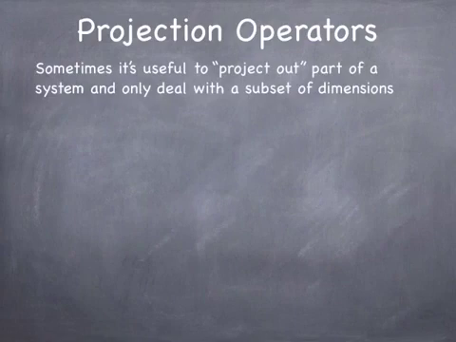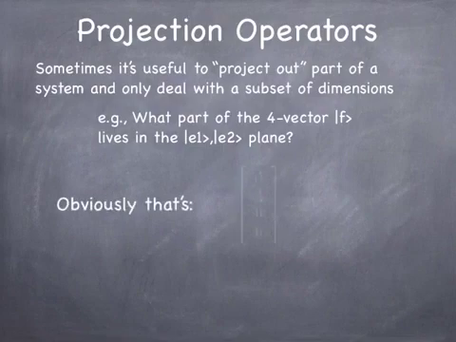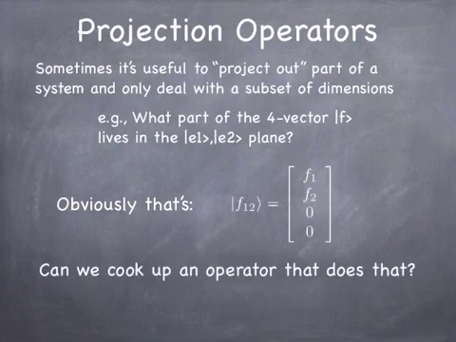Sometimes it's useful to imagine projecting out part of a system. So I want to talk about something called a projection operator. You might say, for example, what part of a 4 vector lives in the E1, E2 plane? So you have a 4-element ket F, and we want to know what does that look like if we project it onto the E1, E2 plane? Well, clearly that's just going to be the 1 and 2 components are there, and the 3 and 4 components are missing. So that's the idea. Can we build an operator that does that? Is it possible to cook up an operator that does that?